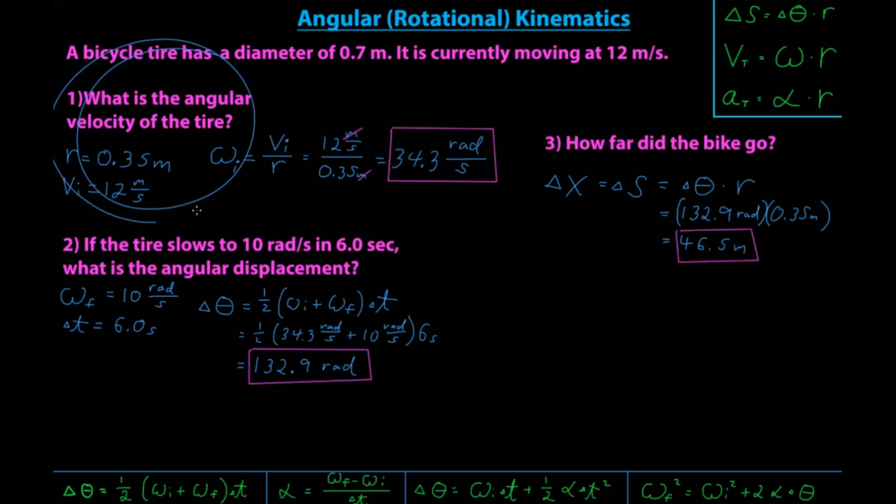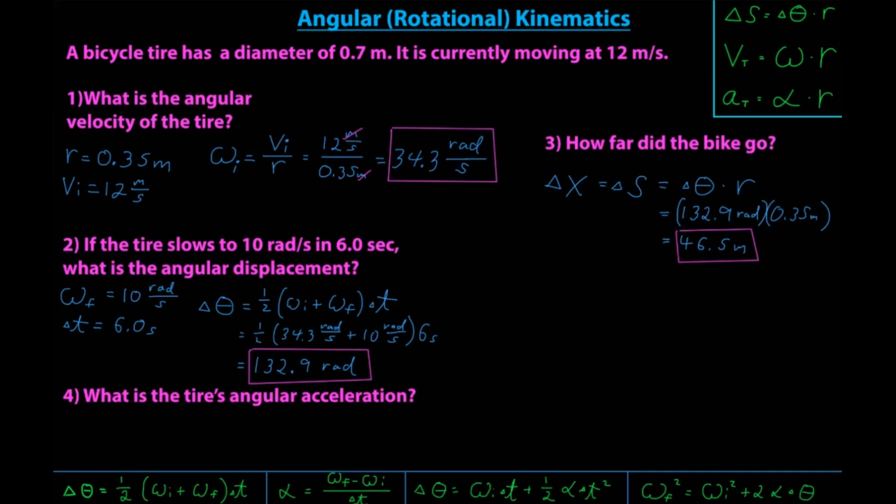So in short, we just went from rotation of the tire to how far the bike actually went. Let's keep going. Question 4: What's a tire's angular acceleration? Again, this was an important concept in the course. If acceleration is the change in velocity over time, then angular acceleration is the change in angular velocity over time, or this equation right here.